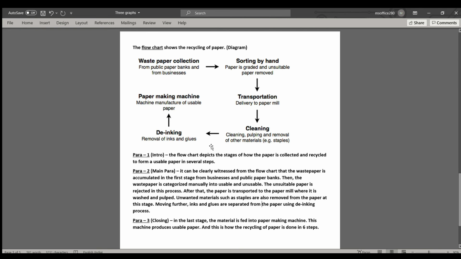Now the paper making machine makes a usable paper, and this is how the recycling of paper is done in 6 steps. So I've summed up the whole thing in the last paragraph in a single line, and this is how the recycling of paper is done in 6 steps. So this is how you write a flow chart like a pro.